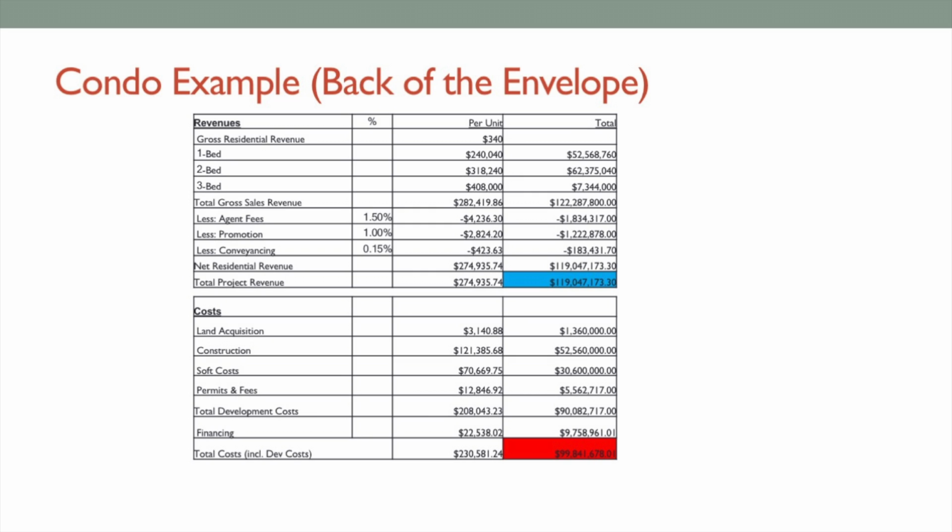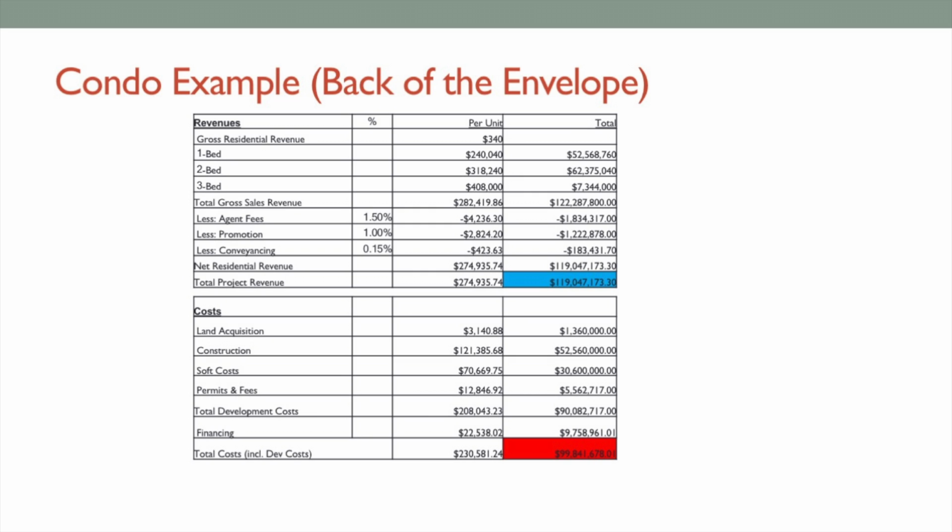So if you're looking at a condo, it doesn't take more than this. I know there are some developers who will do an IRR for a condo because it'll take 2 to 3 years to build, and they're getting money in through deposits on units. So if you want to get more complicated, you can, but I don't think it's really necessary. Then we have the cost side, which is the land, construction, so that's hard, soft, permits, fees. Then we get the development costs, financing, and that's how much it costs to build.